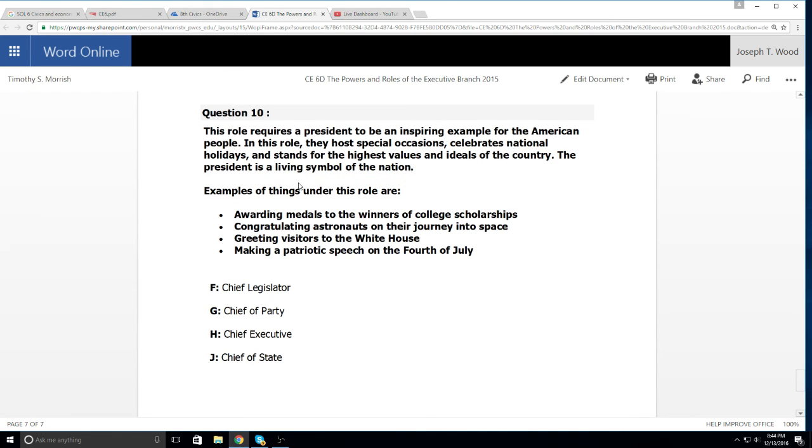This role requires the president to be an inspiring example for the American people. In this role, they hold special occasions, celebrate national holidays, and stand for the values and ideals of the country. The president is a living symbol of the nation. He awards medals, congratulates astronauts, greets visitors, makes a patriotic speech on the 4th of July. Which one is it?